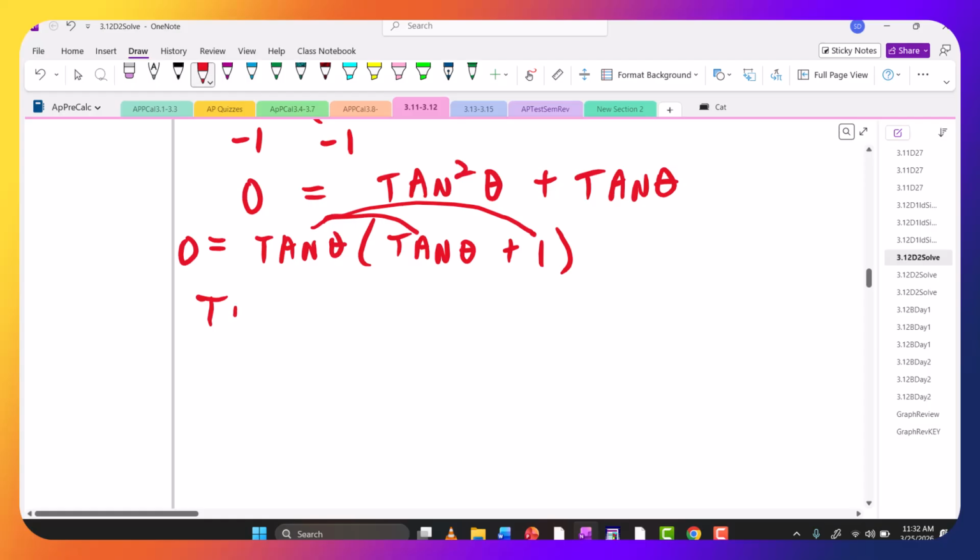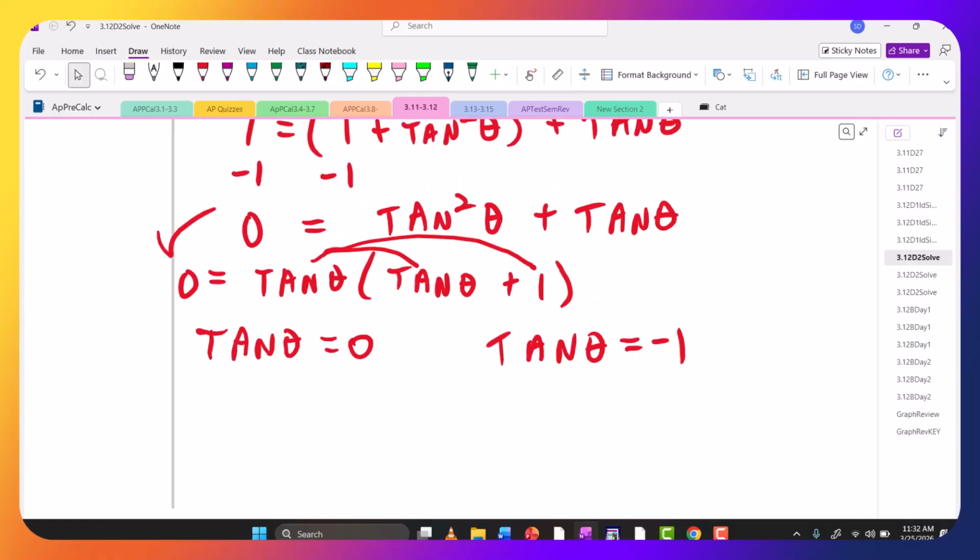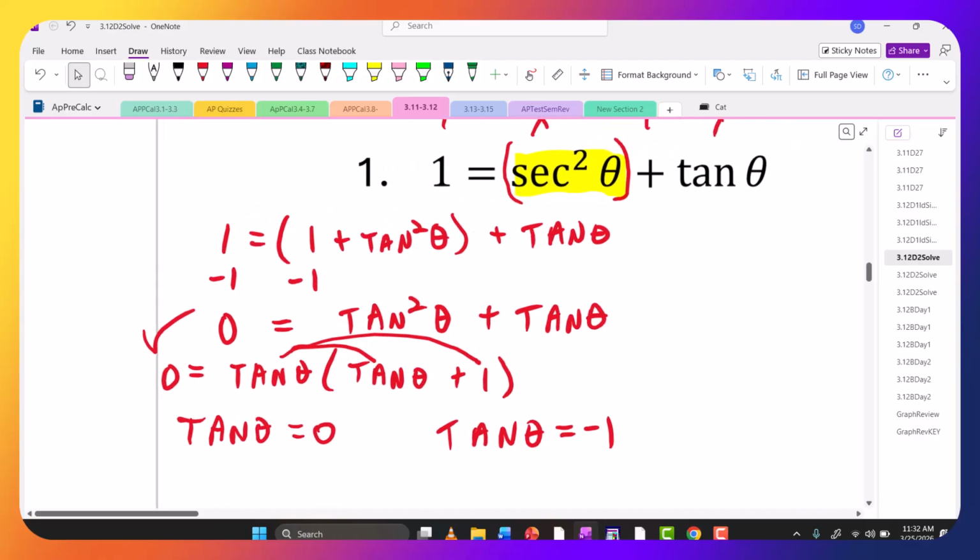zero product property. Tan of theta equals 0. Tan of theta equals -1. Okay, so I set that equal to 0 and subtract, and this is exactly what we did Monday. I'm going to tell you right now, we are now in Monday right here. So to get back what is going on, one step gets to what we did Monday in the notes, and that's what we did.